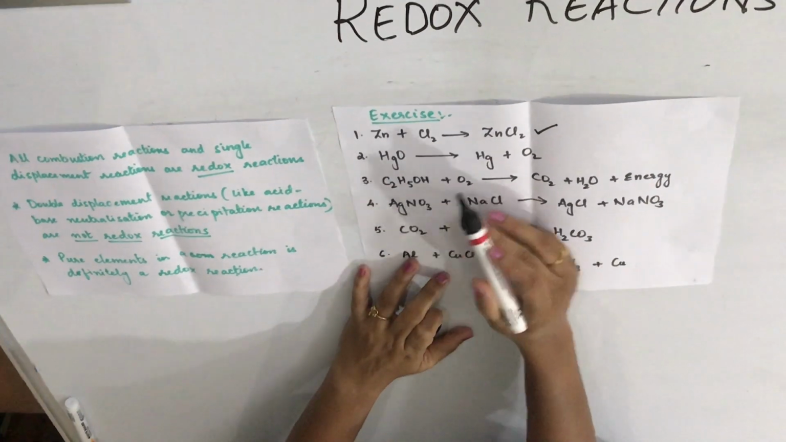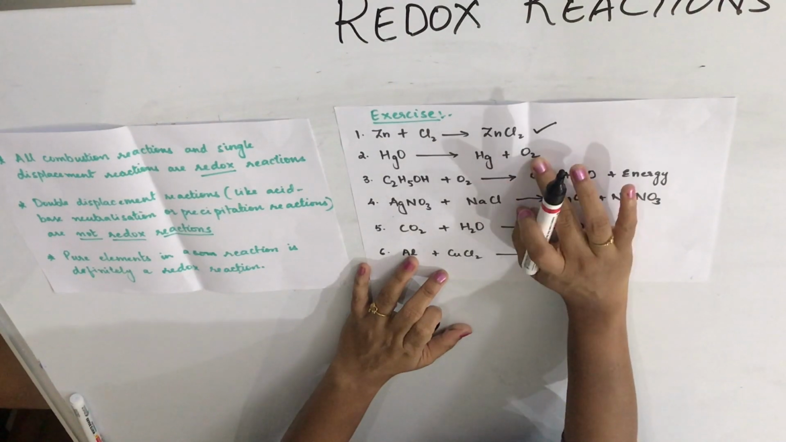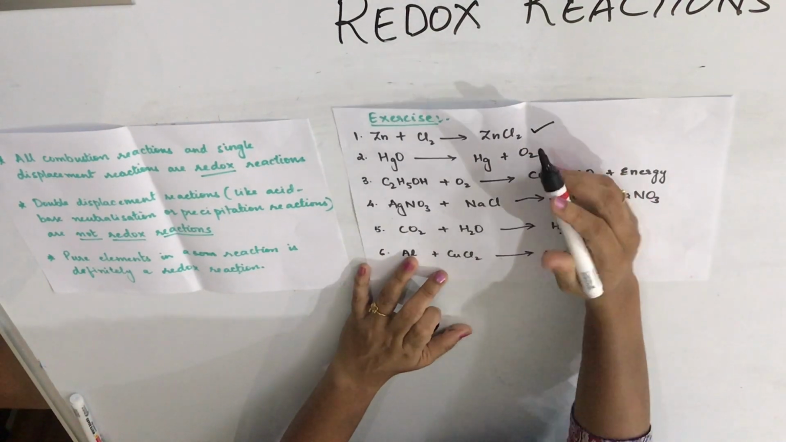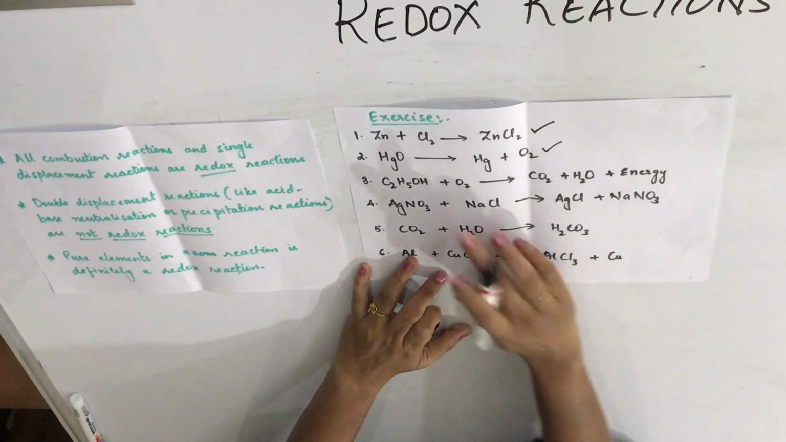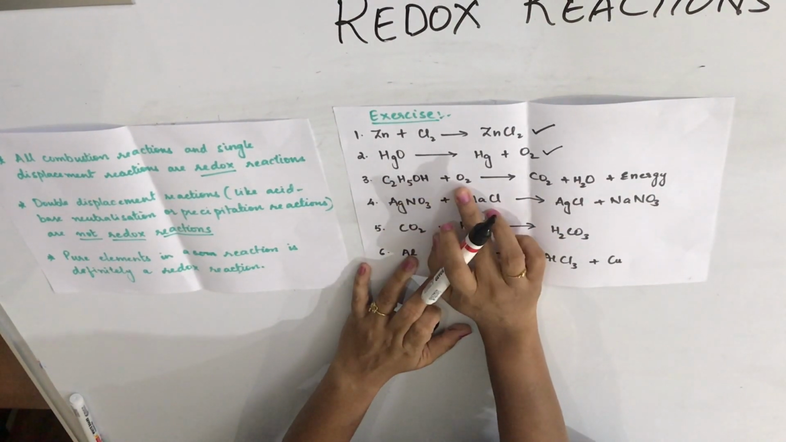Then HgO gives Hg plus O2. Again, in this reaction, we have pure elements, also oxygen is there, so it is a redox reaction. In this, you can see it's ethanol plus O2.